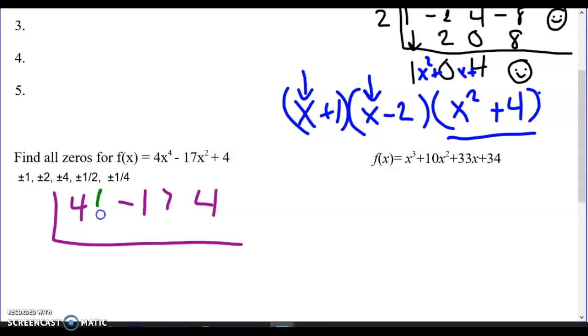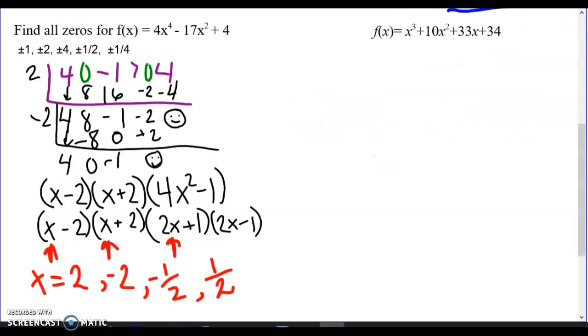Yep, I missed a 0 and a 0, because it's 4x to the 4th, 0x to the 3rd, minus 17x squared plus 0x plus 4. So I would like you to go and on your own do the synthetic division and prove to me that the roots should be -2, +2, -1/2, +1/2. So here's my work. Does your work match up?